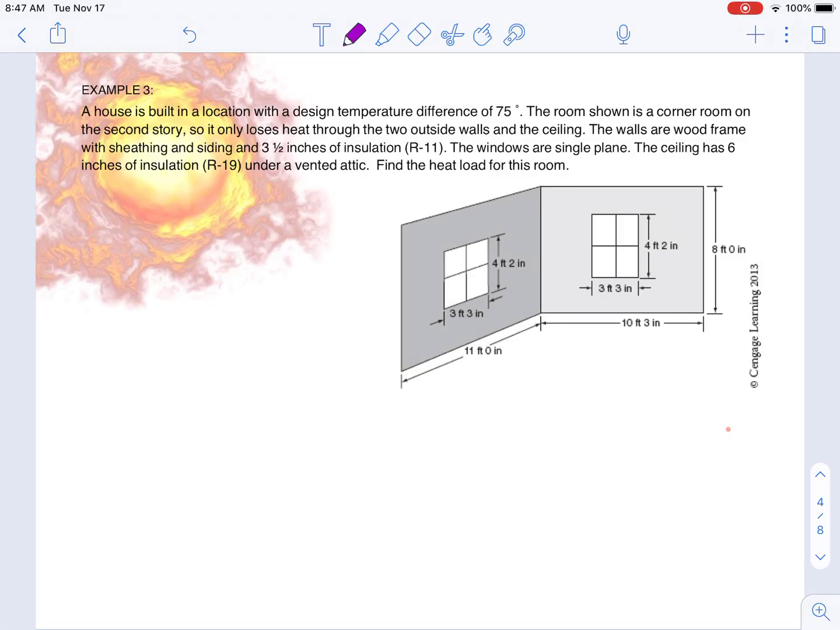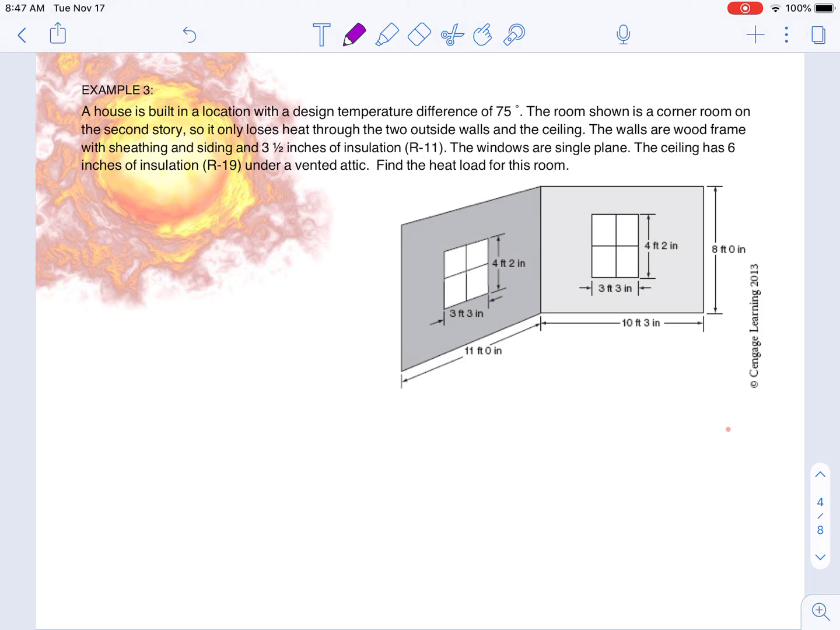Hello students, today we are continuing our conversation about heat load calculations and doing a couple examples that are more involved. This house is built on a location with a design temperature difference of 75 degrees, and the room shown is a corner room on the second story, so it only loses heat through these two outer walls and the windows, and then also the ceiling.